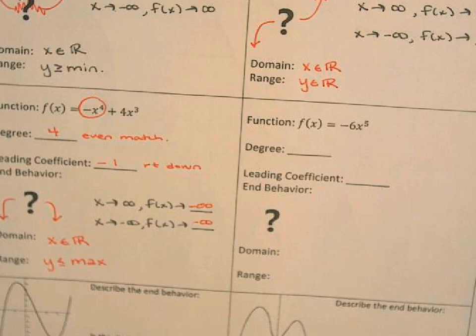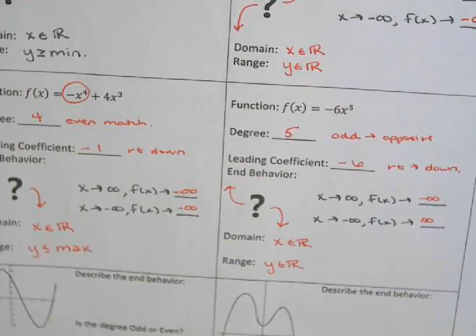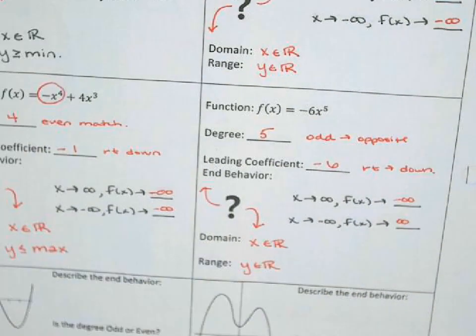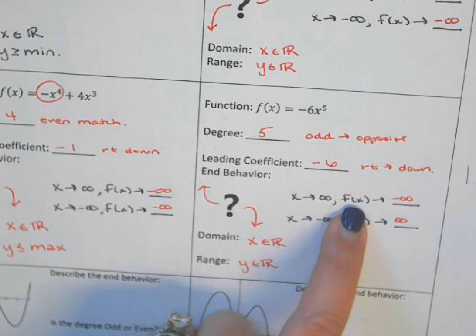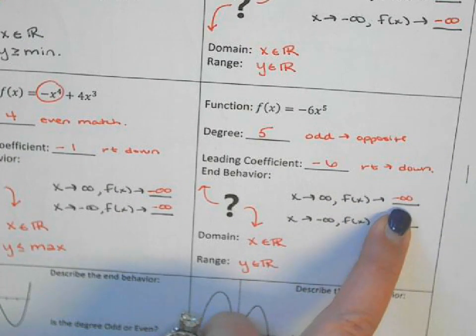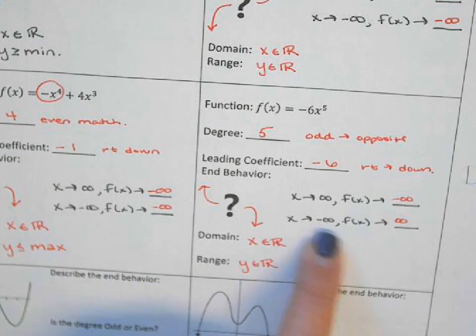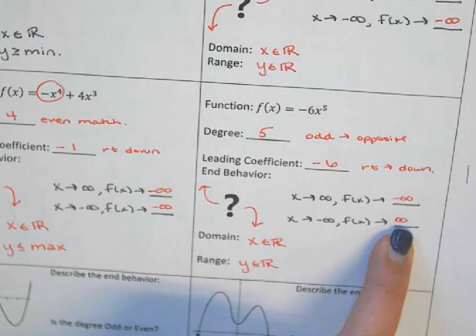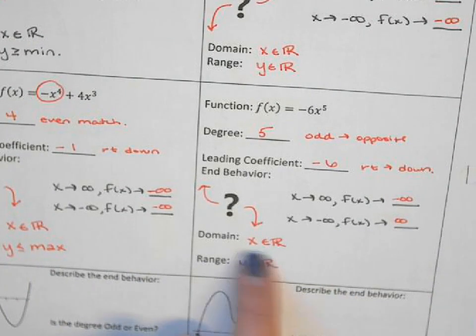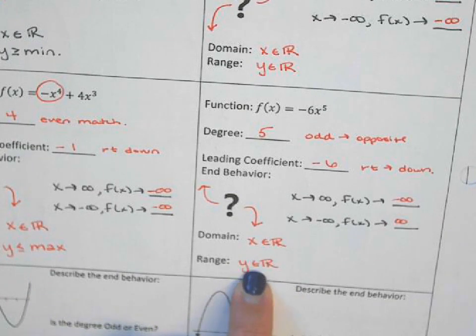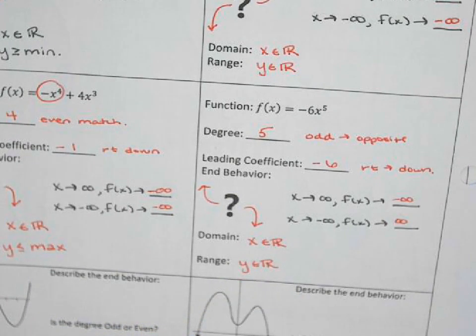All right, so if you filled out everything, this is what I have. The degree is 5. The leading coefficient is -6. As you move to the right, your y values go toward negative infinity. As you move to the left, your y values go toward positive infinity. The domain is x is an element of all real numbers, and your range is y is an element of all real numbers, because you go both to the left and right, and you're going both up and down.